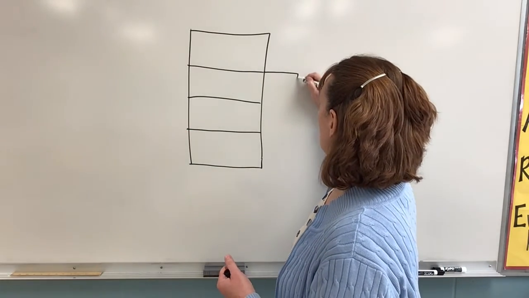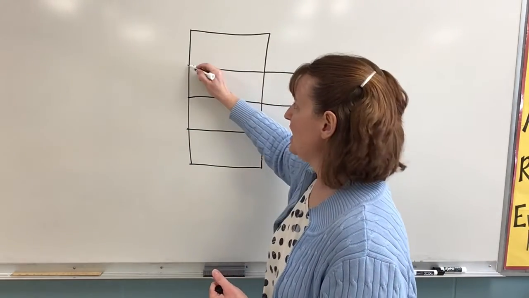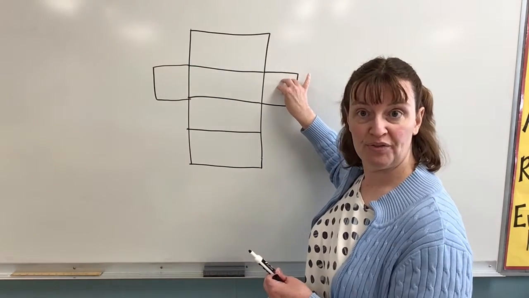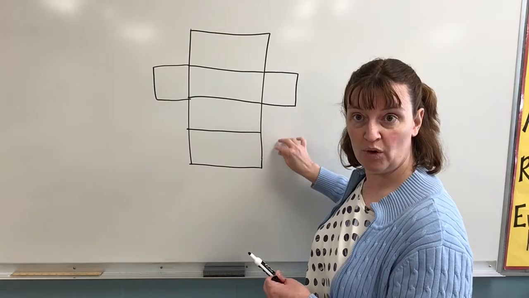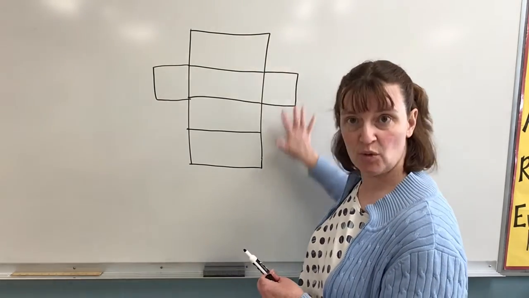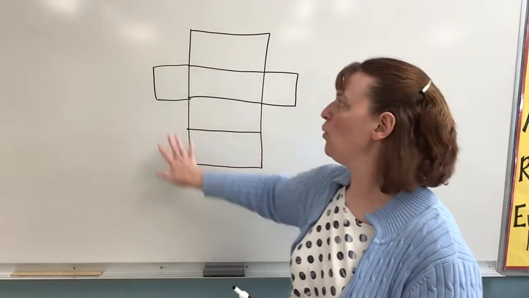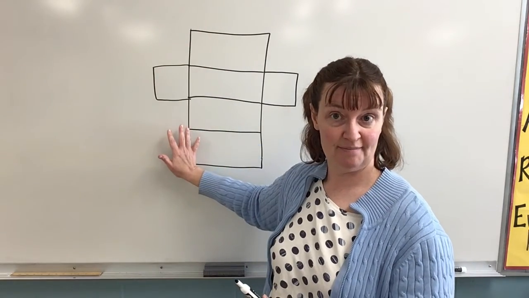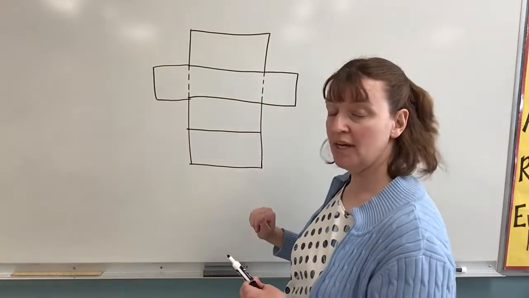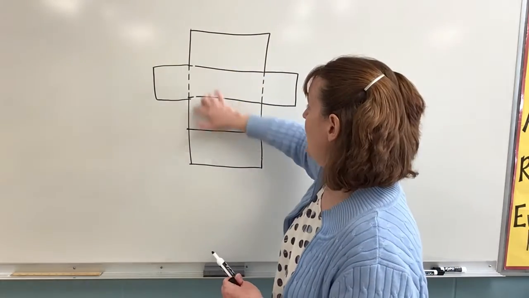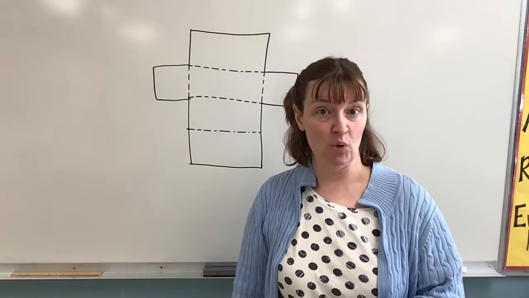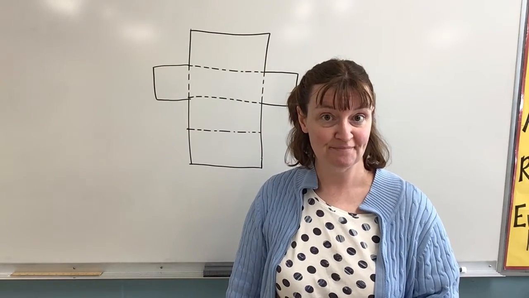And just like with your cube, it does not matter where you put this square. You could put it here or here or here. You just have to have one square on this side and one square on this side, okay? And then these lines become fold lines, and these lines become fold lines as well.